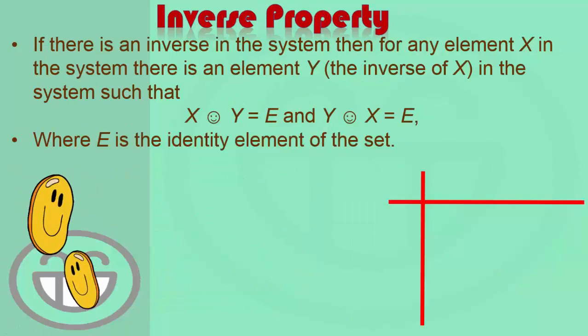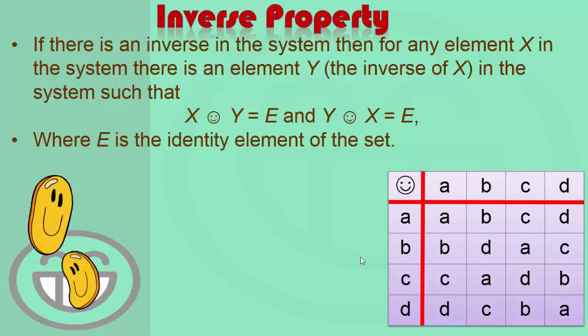The next property we're going to talk about is the inverse property. If there is an inverse in the system, then for any element X in the system, there is an element Y, the inverse of X in the system, such that X ☺ Y is equal to E, and Y ☺ X is equal to E, where E is the identity element, and in our case, it's A. So let's look at our table.